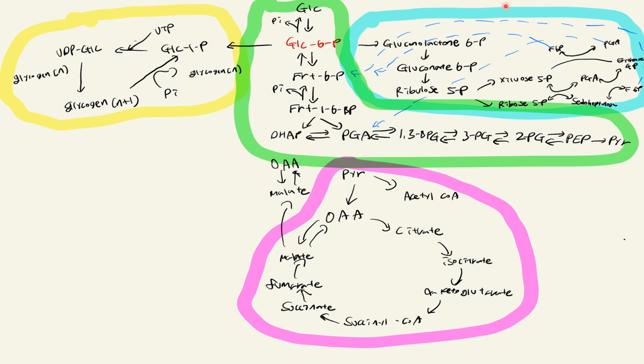The next is this blue circle, which is the pentose phosphate pathway. The pentose phosphate pathway runs parallel to glycolysis and primarily generates NADPH and ribose 5-phosphate, which are important for anabolic processes like fatty acid synthesis and nucleic acid synthesis, respectively.